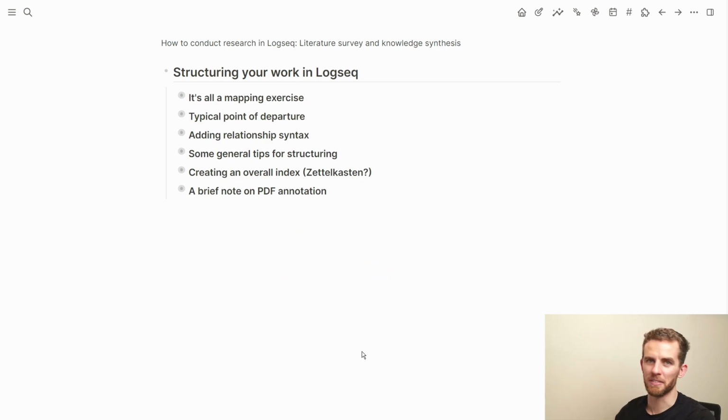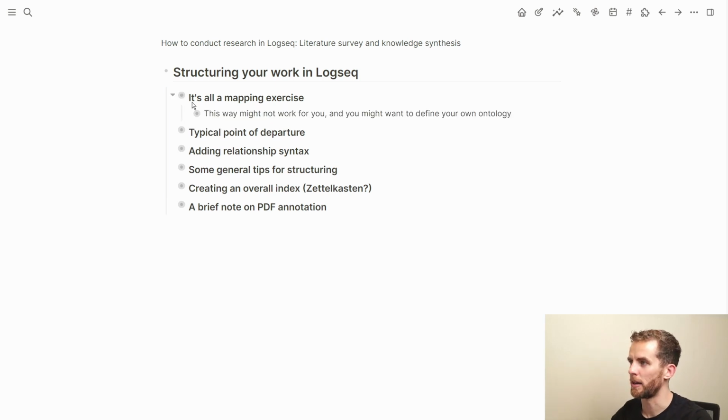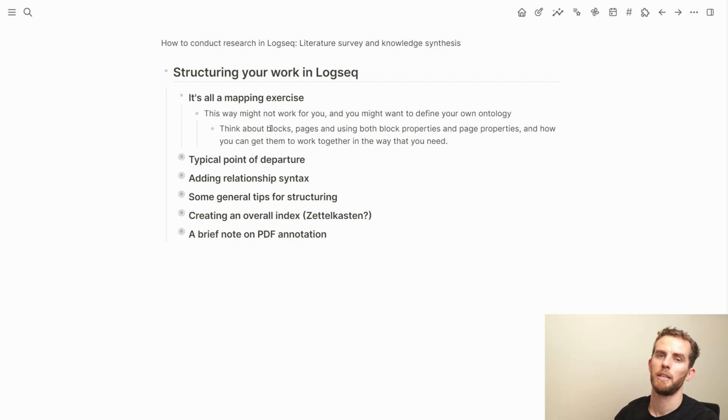Now we're getting into the meat of this video, how you go about structuring your work in Logseq. It's really all a mapping exercise. It's about saying, these are the different entities, and this is how they relate to one another. The way that I'm presenting this might not work for you, and you might want to define your own ontology, but I'm presenting this just as a point of departure. And maybe there's a bit of an exhortation here to think about blocks, pages, how you might use block properties, page properties, and how you can get them all to work together in the way that you need.